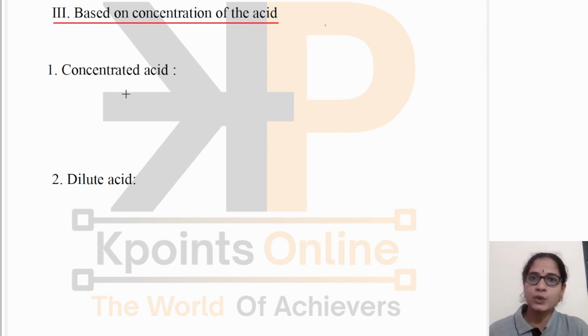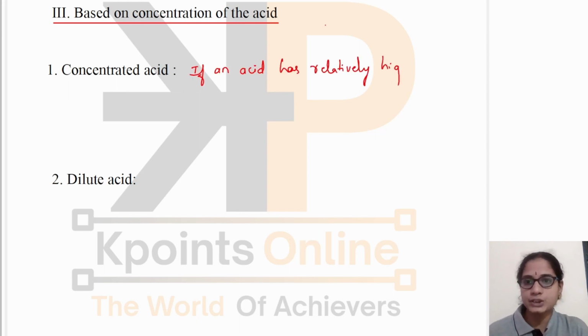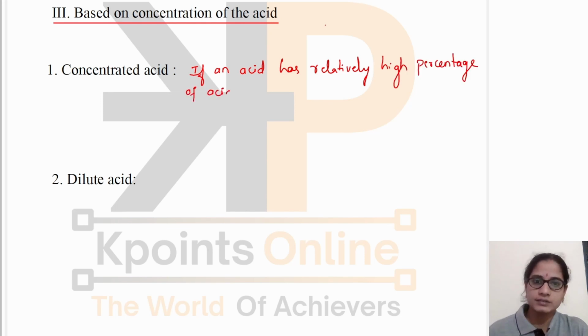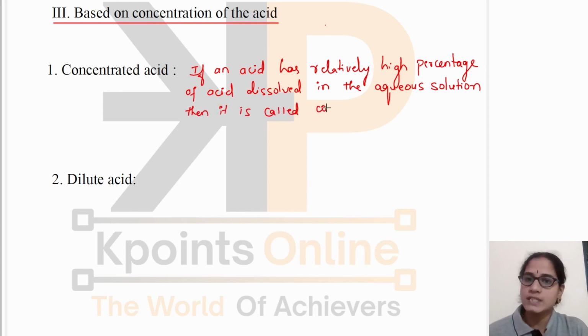It is dependent on the amount of acid that is dissolved in the solution. If an acid has a relatively high percentage of acid dissolved in the aqueous solution, then it is called a concentrated acid. If I take sulfuric acid solution and it consists of a large amount of sulfuric acid, then it is called a concentrated acid. It is a relative term.